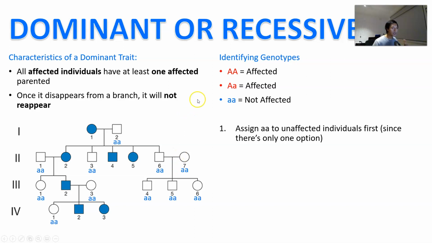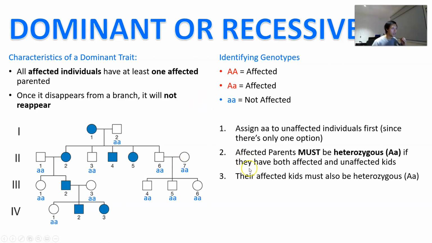right? Now, the second thing you're going to do is, if the individual is an affected parent, the parent has to be heterozygous if they have both affected and unaffected kids. Why?